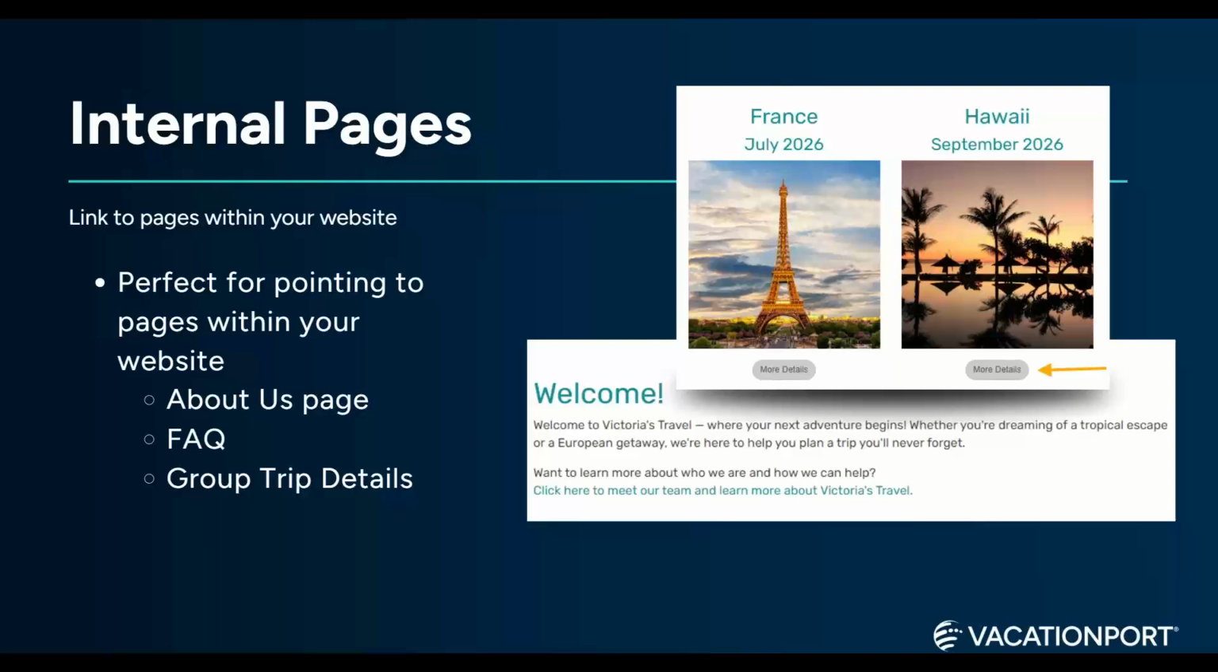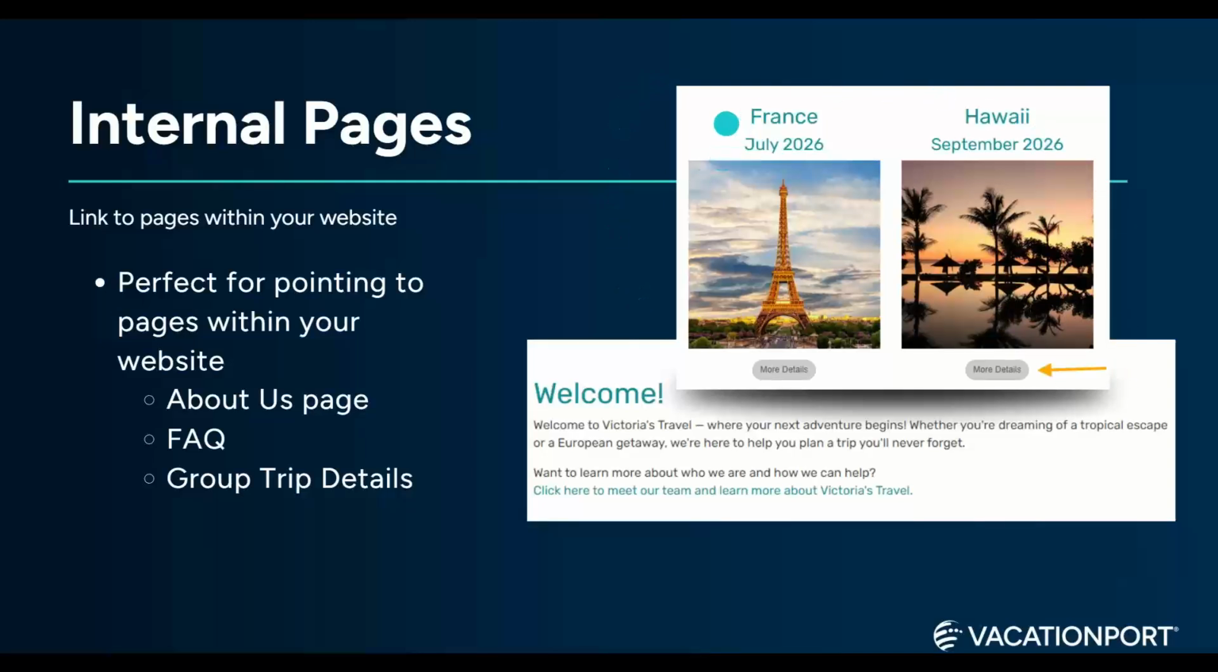An example of this is you might have a group trips page where you can display key highlights of upcoming trips, and then use the internal links to send visitors to a separate page with full details. So this will keep your main page super clean and focused. So that's this example here.